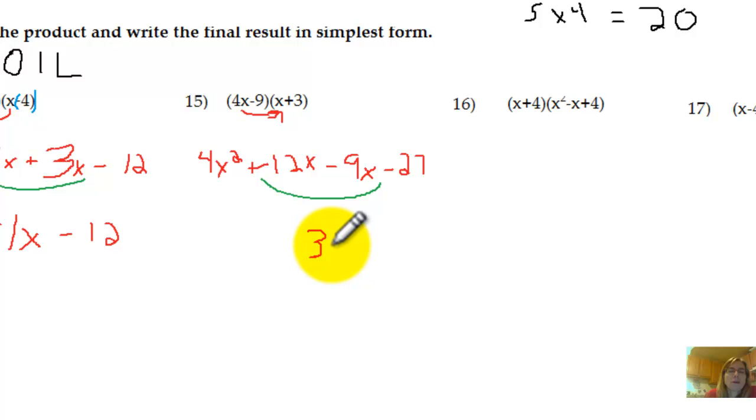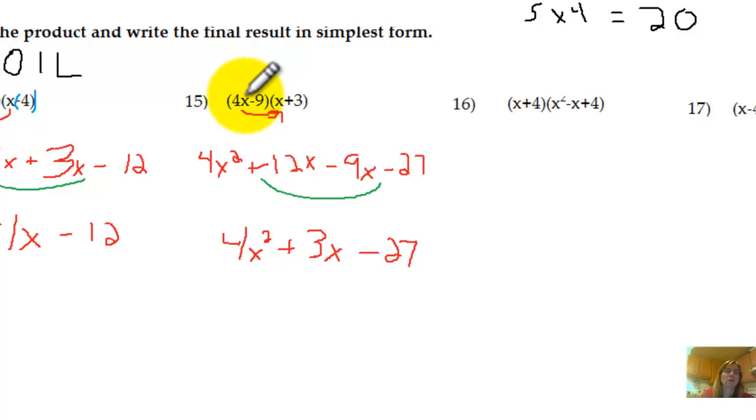And all of these make quadratic equations. And then the 4x squared. And it's a plus 3x, because 12 minus 9 is a plus 3. That's why it's a plus here. Okay, so that's these two factors multiplied into this product.